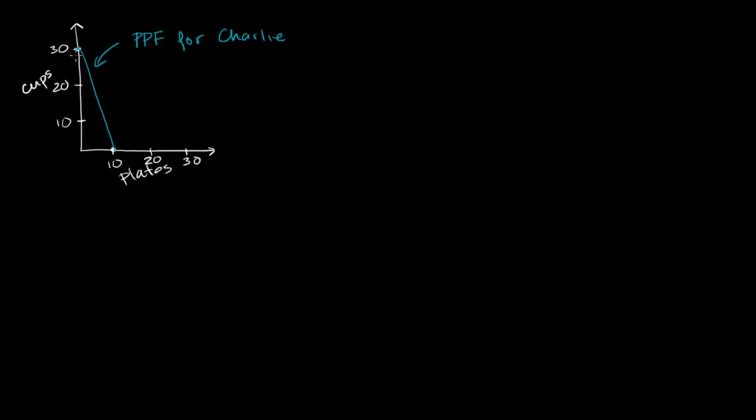So let's say we're sitting over here. This will just make things simple to just think about the endpoints. And he's producing 30 cups. What is his opportunity cost of producing 10 plates? Well, to produce 10 plates, he's going to have to give up those 30 cups. So his opportunity cost of producing 10 plates is equal to 30 cups, or if you want the opportunity cost for one plate, you just divide both sides by 10. And so the opportunity cost of one plate is equal to 3 cups.